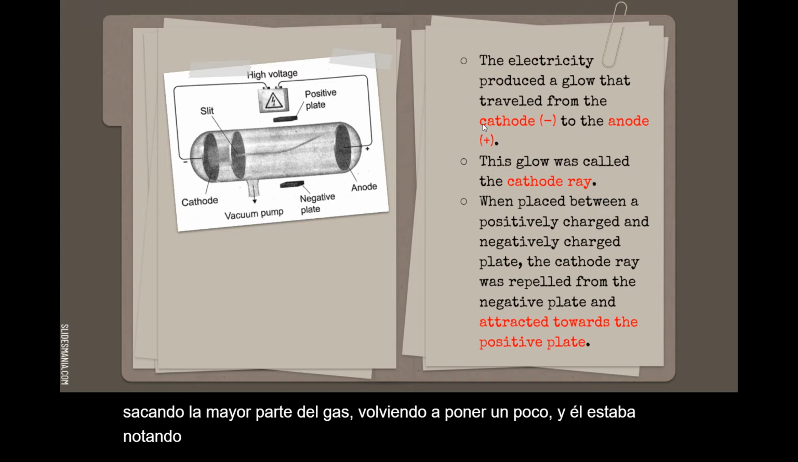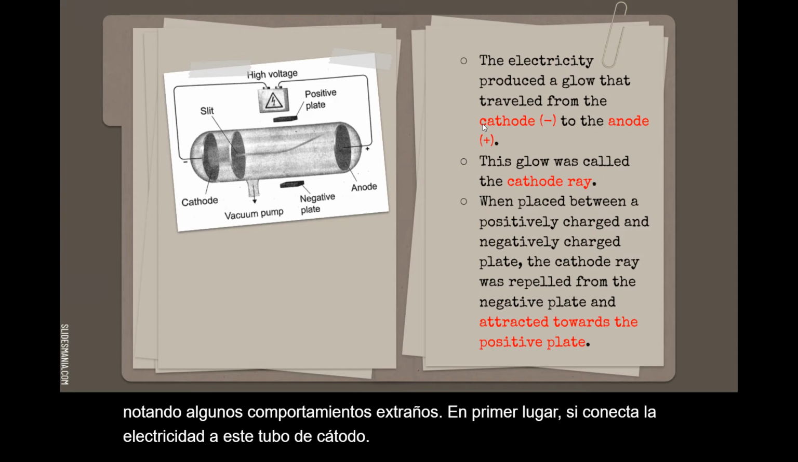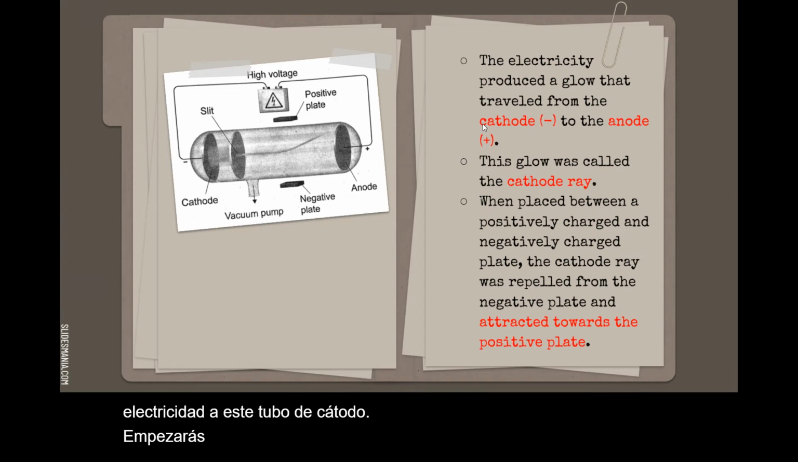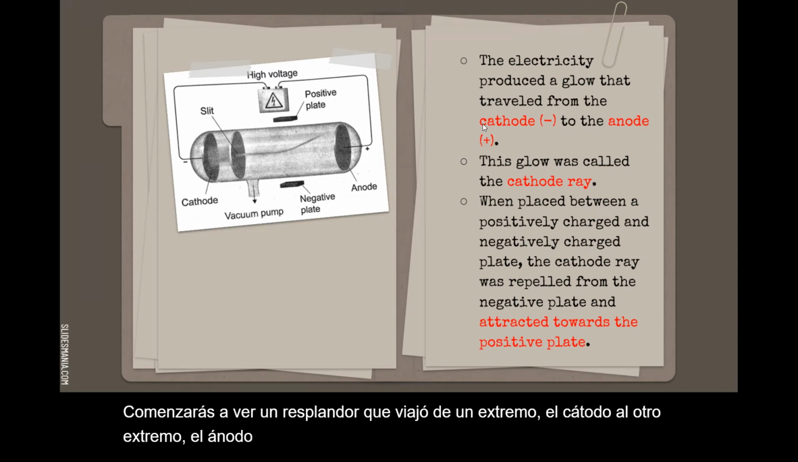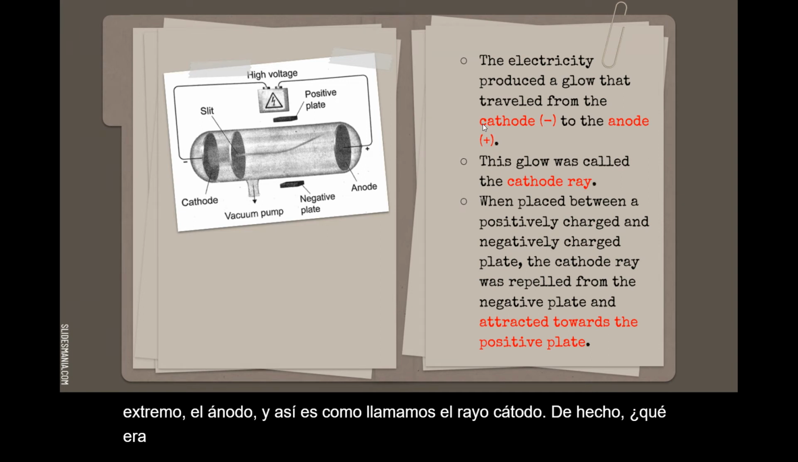First off, if you connect electricity to this cathode tube, you'll start to see a glow that traveled from one end, the cathode, to the other end, the anode. And this is what they called the cathode ray. As a matter of fact, this technology was what was first used in TVs to produce pictures.